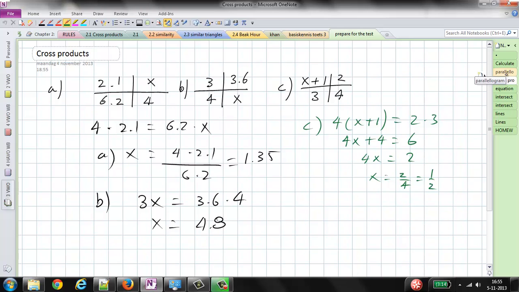Okay, next one is the cross product. Important to the cross product is that one of these will be on the test. Earlier today in class I said it won't be, but it will be, so it's important to do this as well.